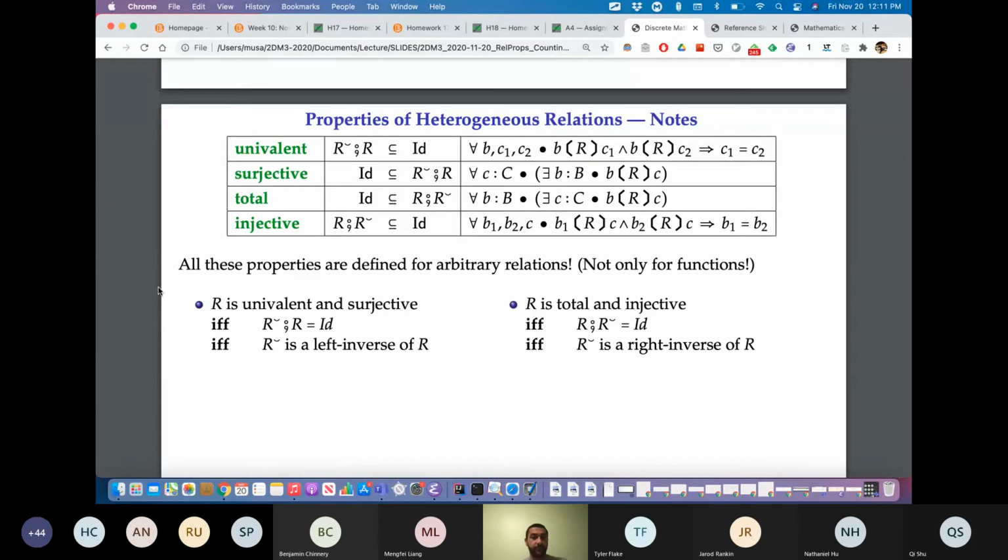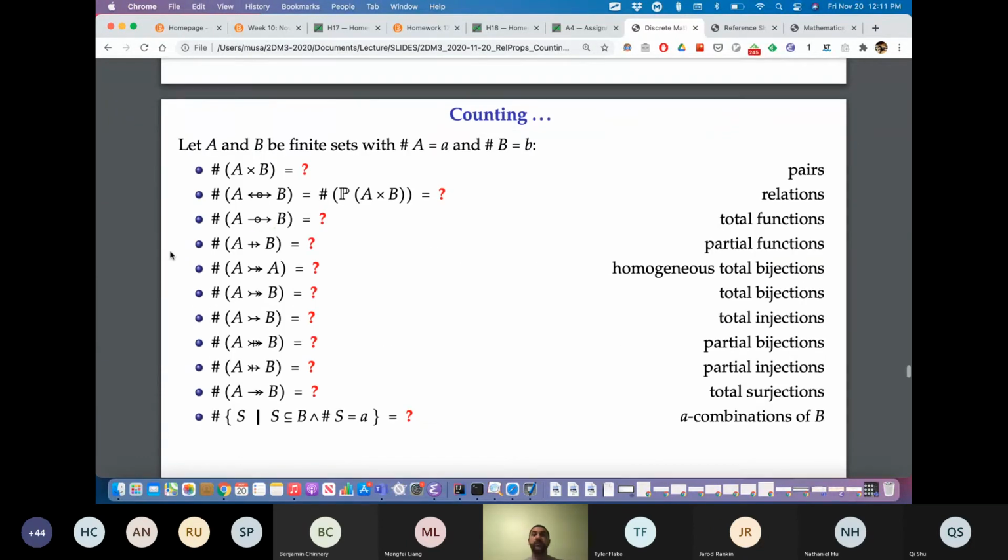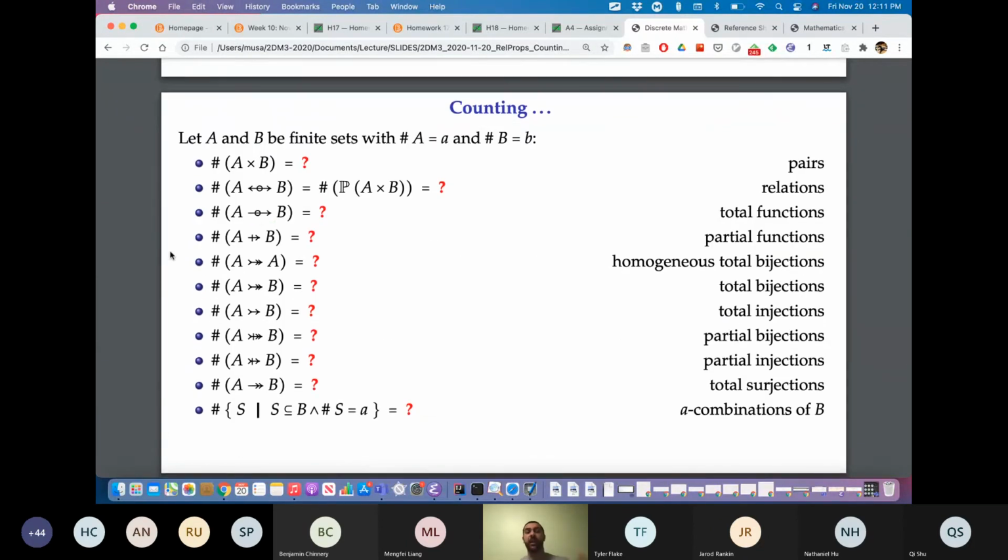All right. So let's count how many of these sets there are. If you recall back last week, I said if you have two sets and you want to count how many elements are in the product, then it's all the elements here times all the elements here. Just making sure. Regarding questions, please continue asking.